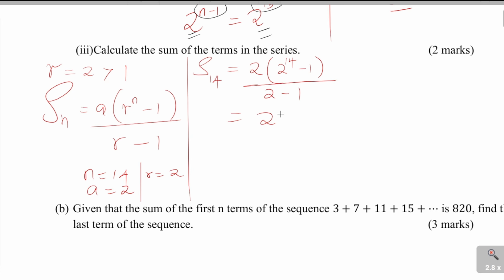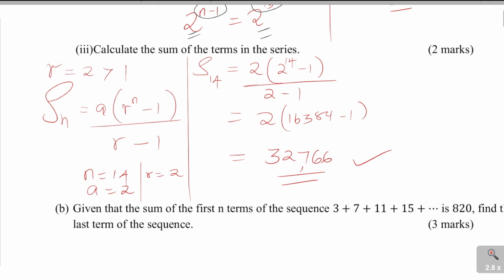So this gives 2. And then we have 2 raised to power 14. 2 to power 14 is 16,384. This is 16,384, subtract 1, and then divided by 1. So this is what is going to give you the solution. When you work out that using a calculator, this is what you're supposed to get. So this will give 32,766. So that is the sum of the terms in the series.